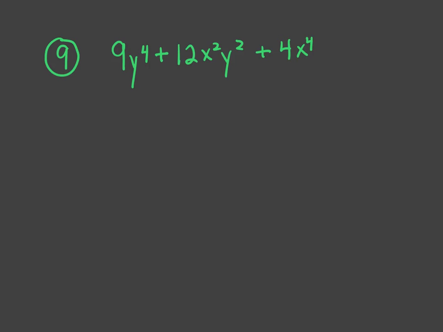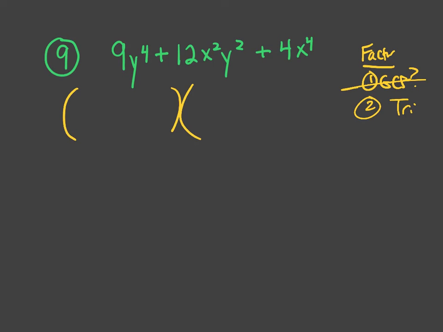Number 9, 9y to the 4th plus 12x squared y squared plus 4x to the 4th. GCF, can't take 3 out of everything, can't take x out of everything, can't take y out of everything. Trinomial. Going to factor into 2 parentheses like that. First thing in both those parentheses has to multiply to be 9y to the 4th. So numbers wise, you'll probably have 3 and 3. The y to the 4th part though, that'll need to be y squared times y squared.